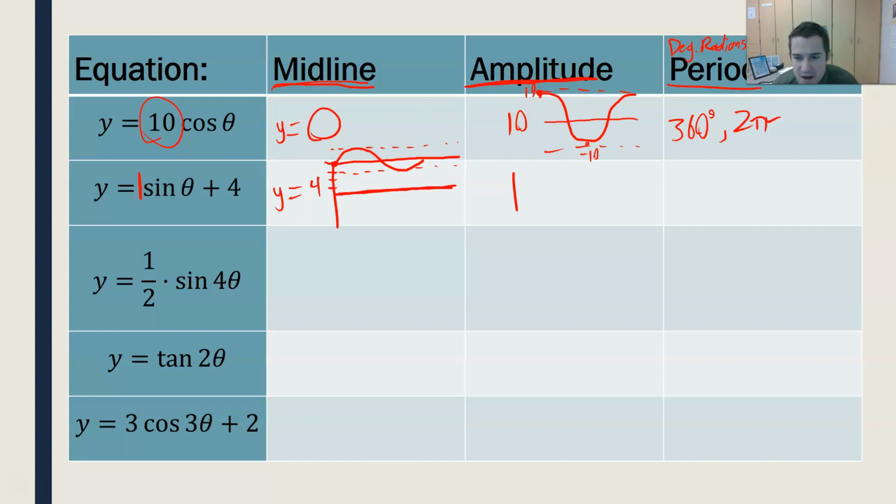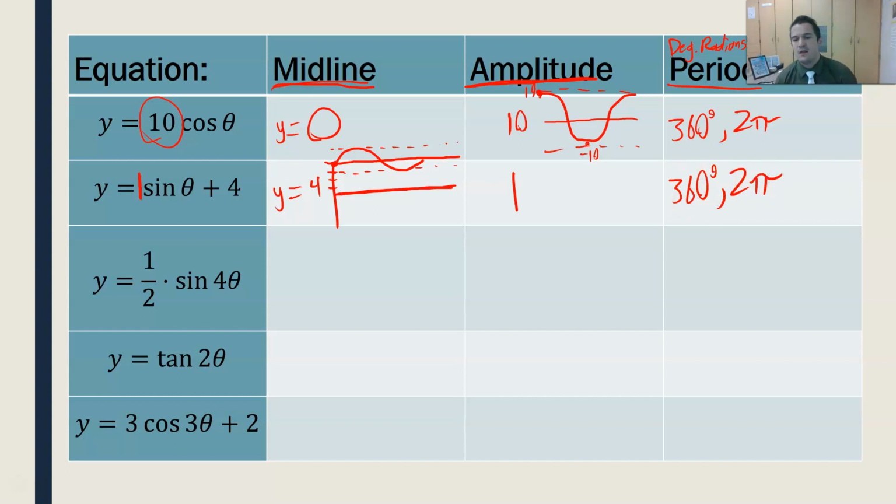And again, is there a period change for this function? No, there is not, because there's nothing being multiplied in front of the theta. So the period is just going to be the regular parent period, which for a sine function is 360 degrees, or 2 pi.